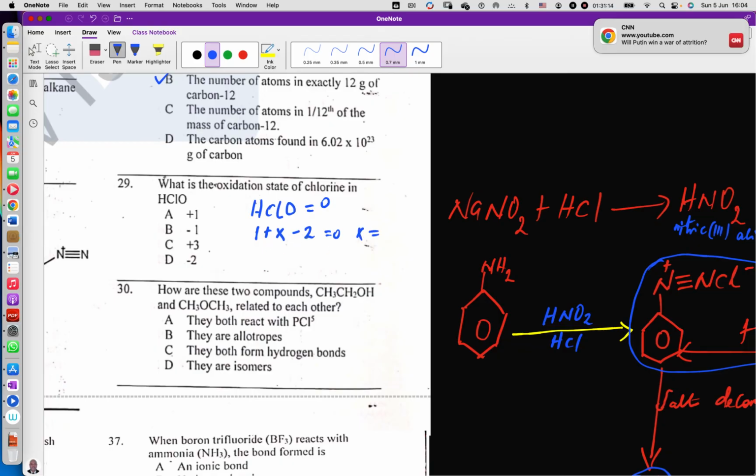It is plus 1 and minus 2, plus X, equals 0. X is equal to what? Plus 1. X is equal to plus 1. So it is A.